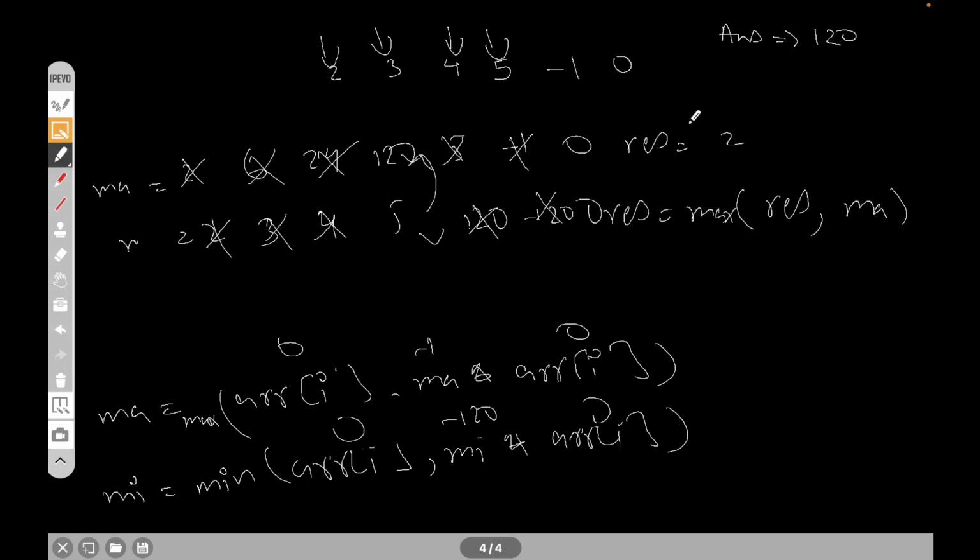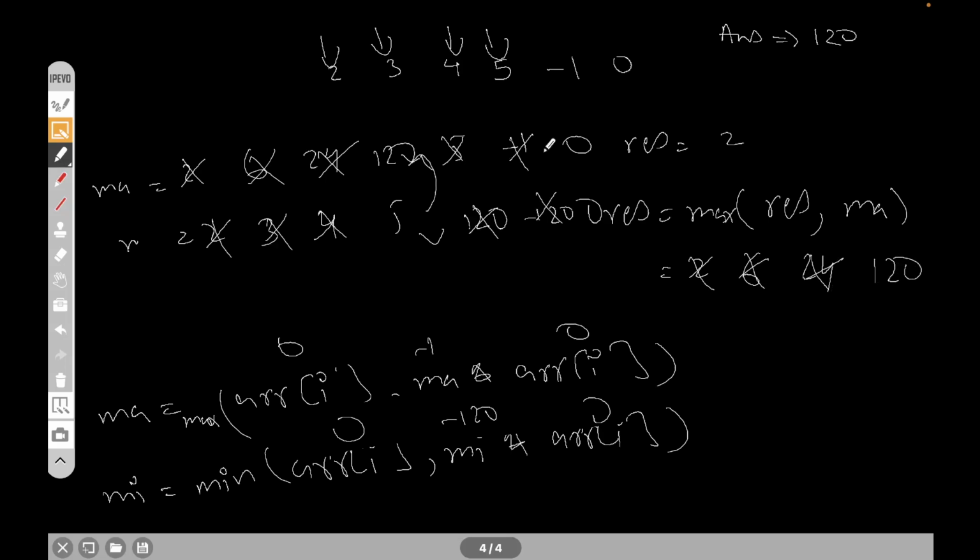But at the same time, we have to check for the value of the result. So for the first time, we had our result as 2 and MA as 2. So the maximum of both of that will be 2. Then our MA was 6, and our result was 2, so the maximum of both will be 6. Then our maximum was 24, and the result was 6, so the maximum of both will be 24. And then again MA is 120 and result is 24, so the maximum of both of that will be 120.